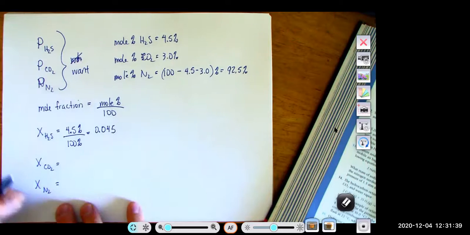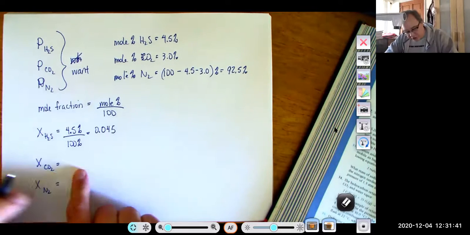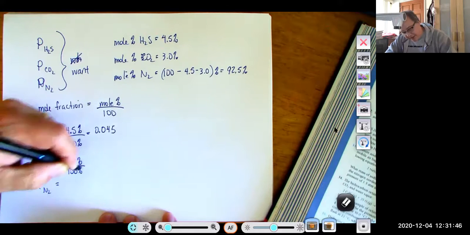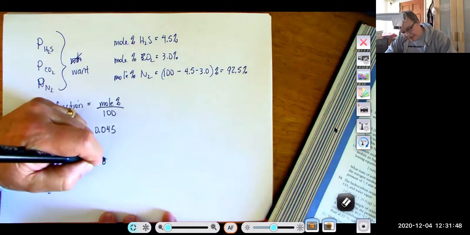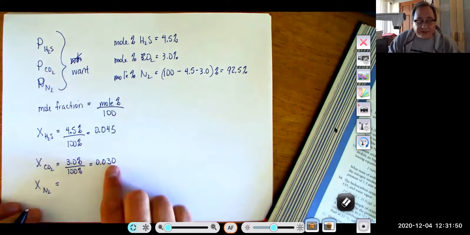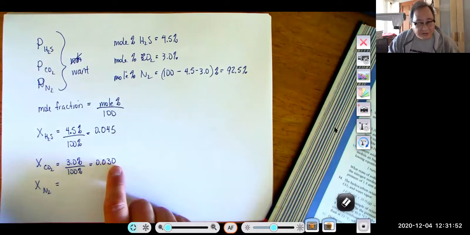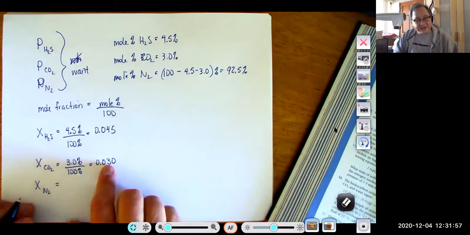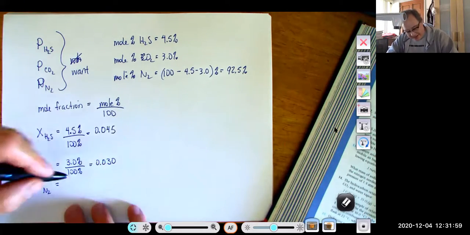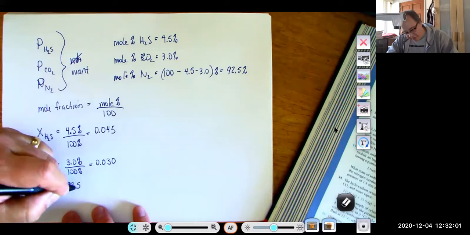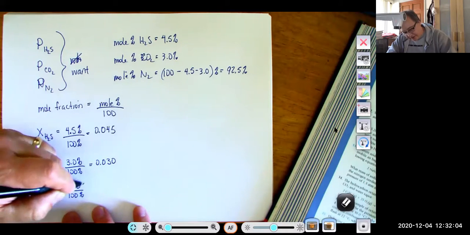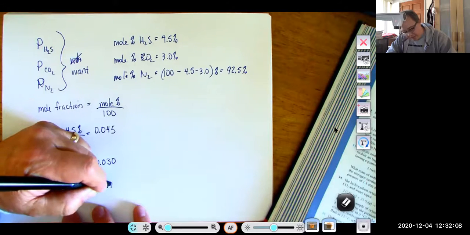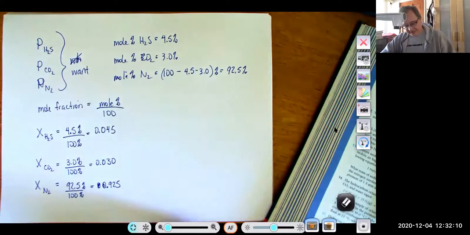At any rate, let's take a look at this. You should have gotten 3.0% divided by 100%, which is 0.030. If you don't have the 0 on the end of this, you did it wrong. 2 sig figs, 2 sig figs. Okay? And here we have 92.5 over 100. So you get 0.925, 3 sig figs and 3 sig figs.